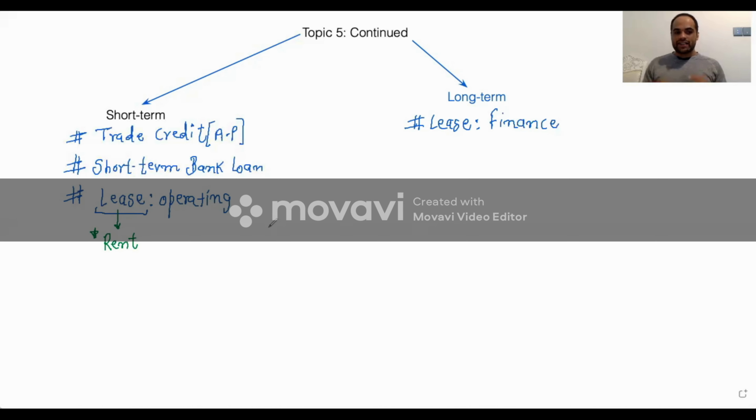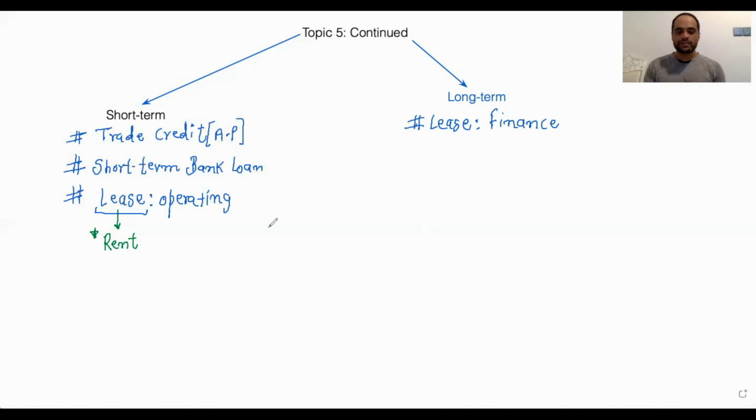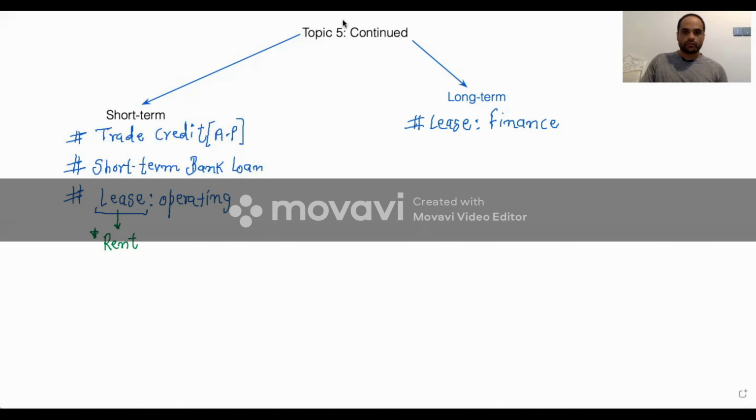Now, let's understand the meaning of lease first, a little bit more in detail, not just simply by saying that it's rent. What is the definition or what is the meaning of lease? And then we will find out the difference between operating lease and finance lease. All right.